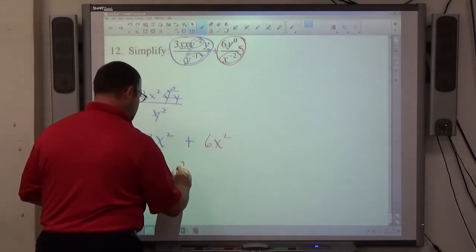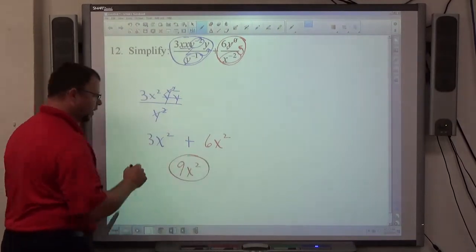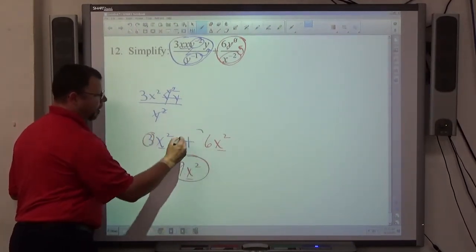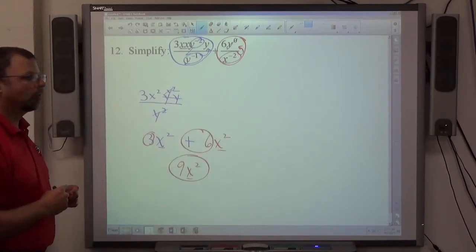3x squared plus 6x squared makes 9x squared. So once you get like terms, they both have x squared on them. X squared goes in the answer. You simply have to add the numbers in front to get the new number in front to get the right answer.